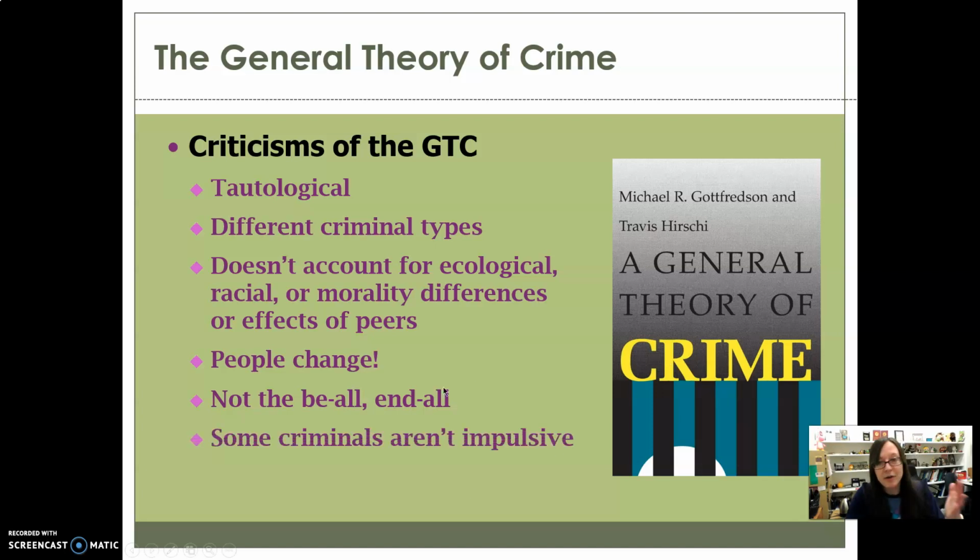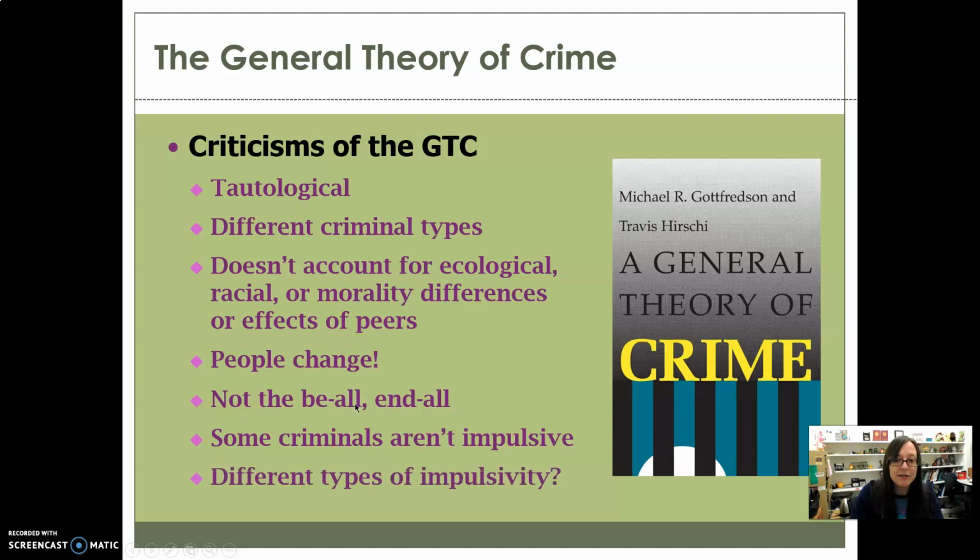And of course, it also comes up that some criminals aren't impulsive. Gang members will work for years at lower positions in the hopes of moving up, eventually making a whole lot more money, even though most actually don't make it that far up the ranks. Also, some crimes are really well planned and even meticulous, like a murder that's planned for years. Can the GTC explain that?